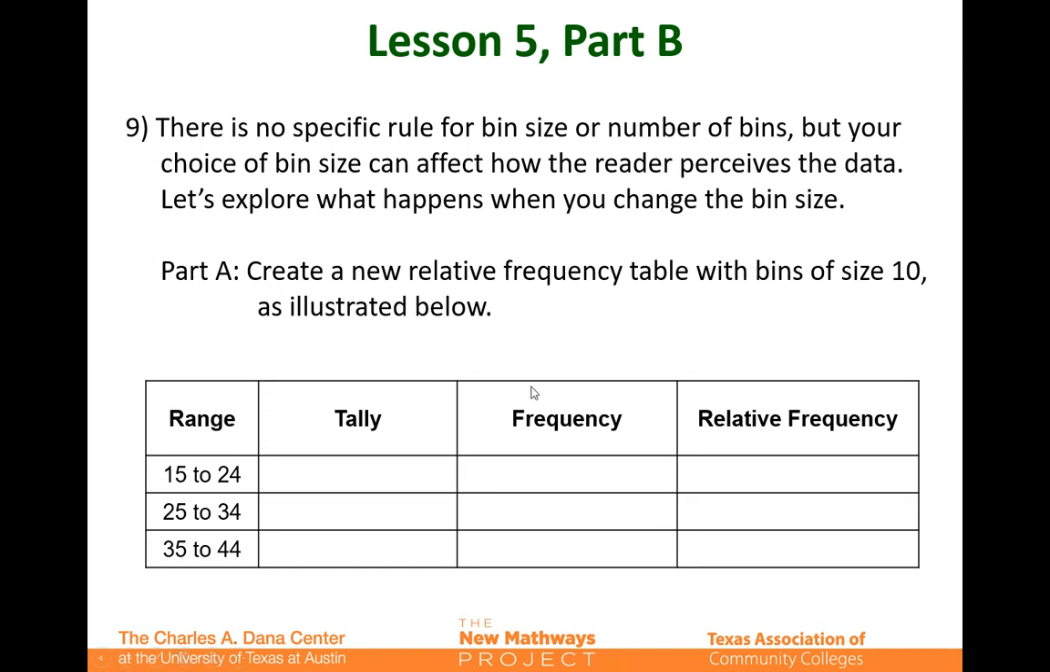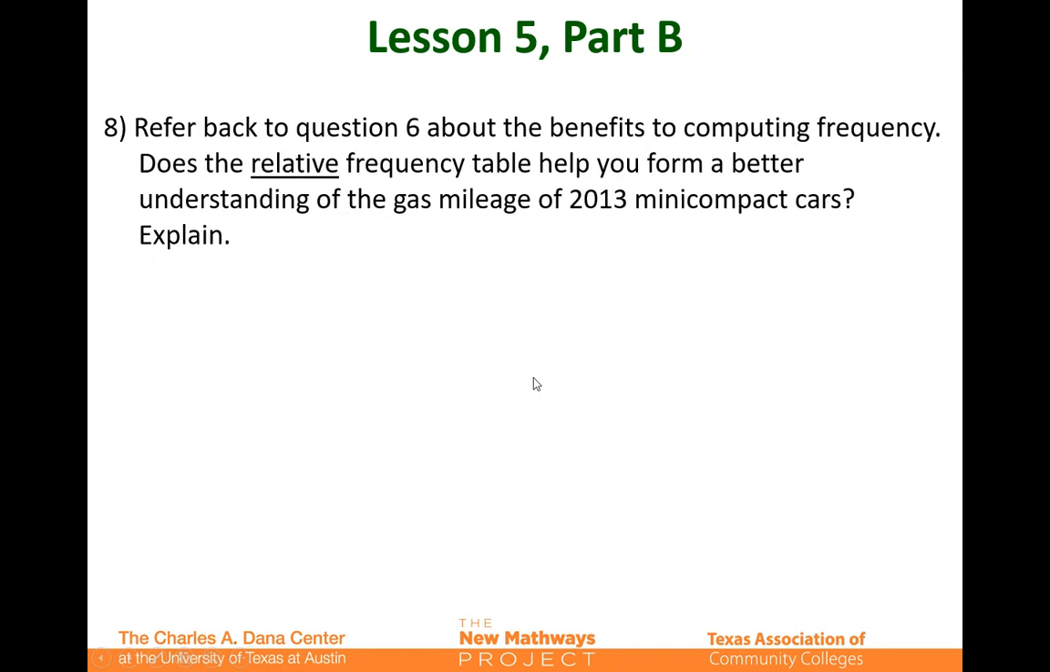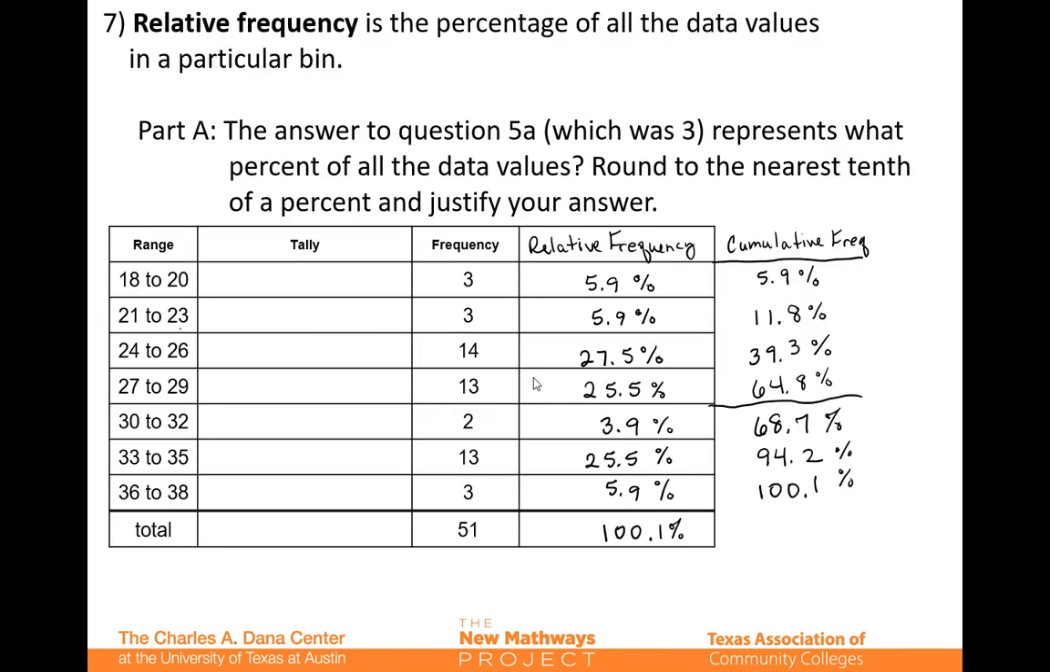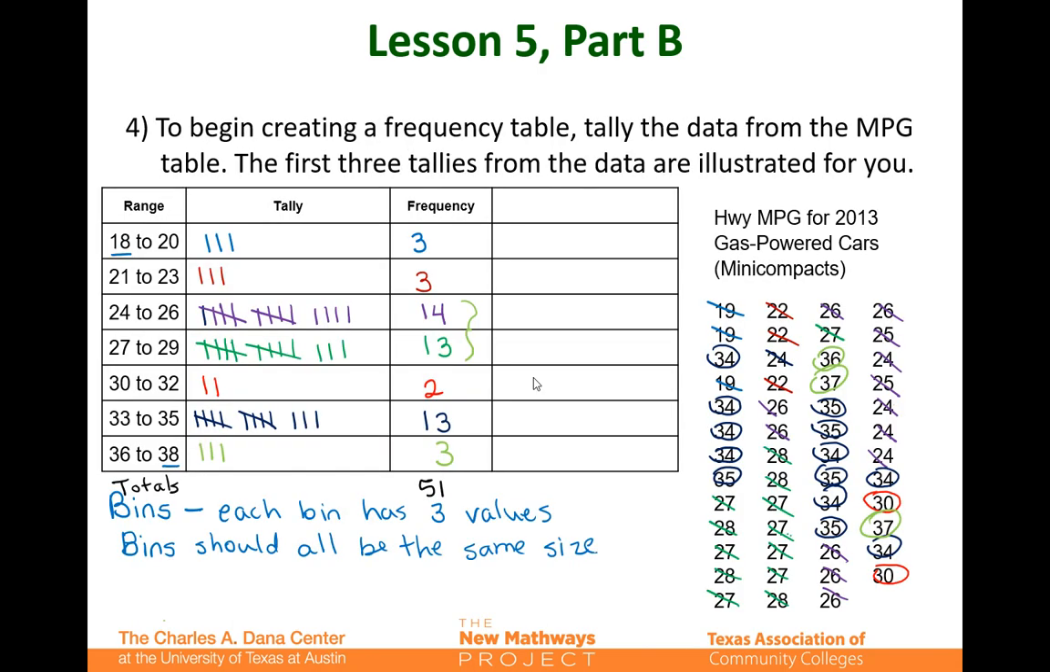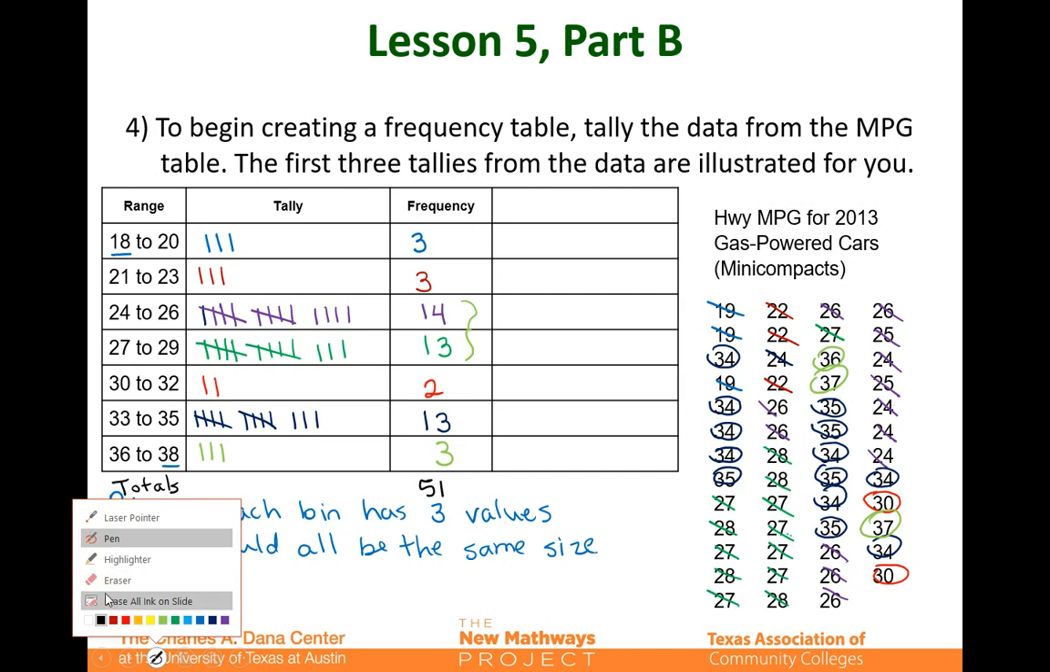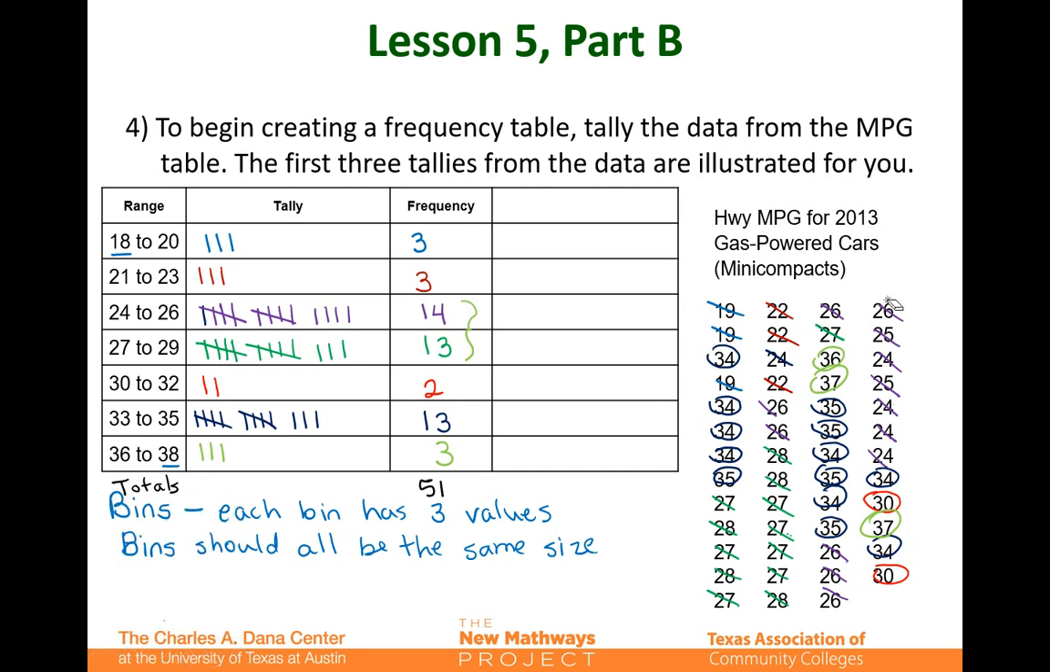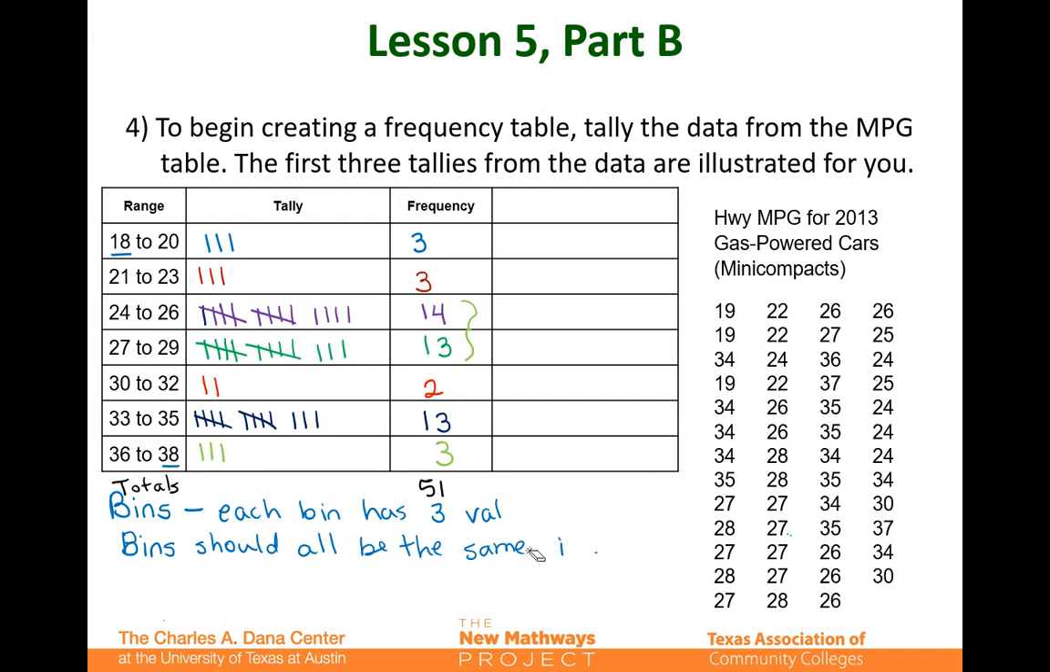Let's go back and look at our data and find how many pieces of data are from 15 to 24. Thought we might do it here, but we can't. We'll have to go all the way back. I'm going to erase some of this so we can see it better. We're going to quickly jot this down. We're going to try to find all the data if we make the bins size 10, and the first bin is 15 to 24.